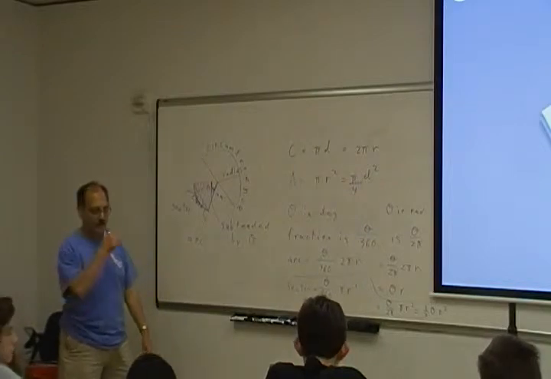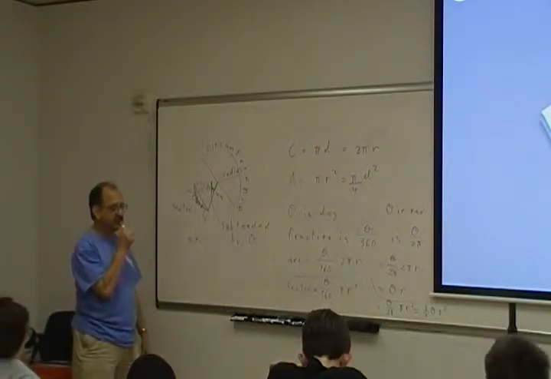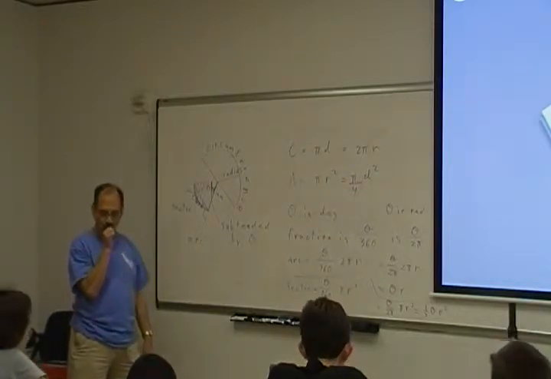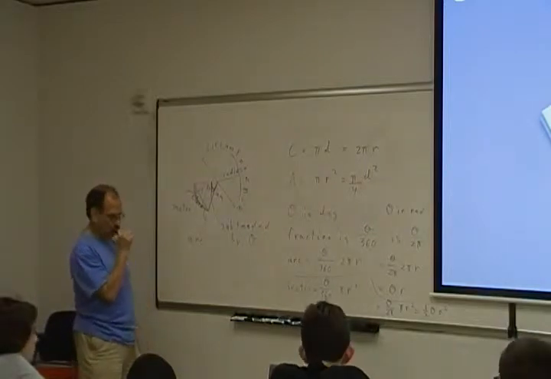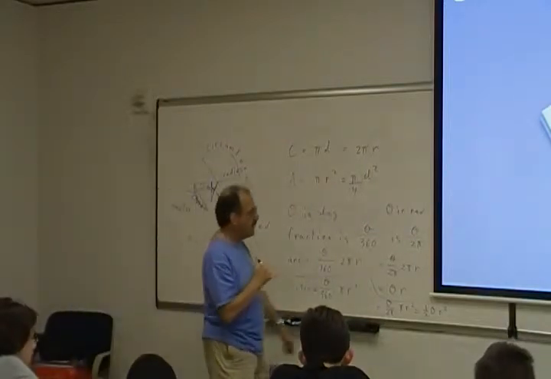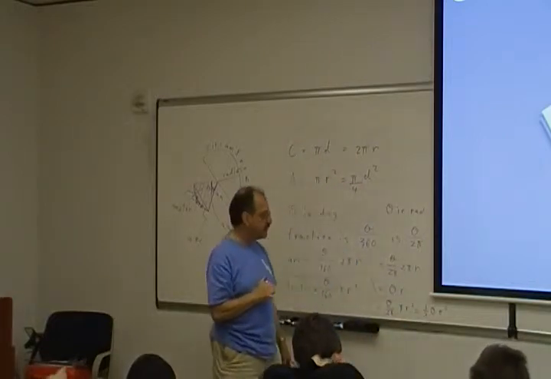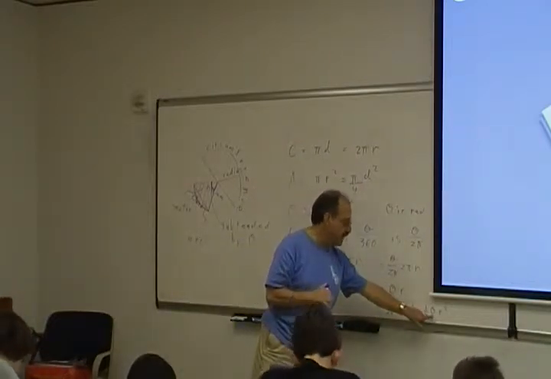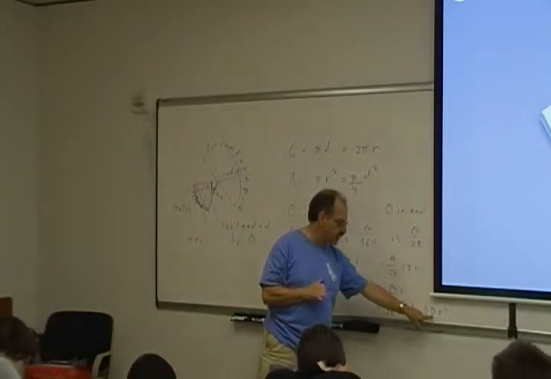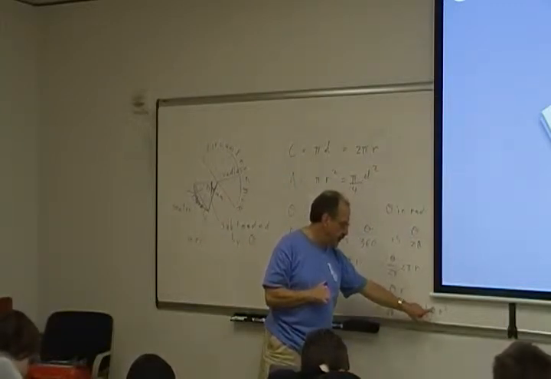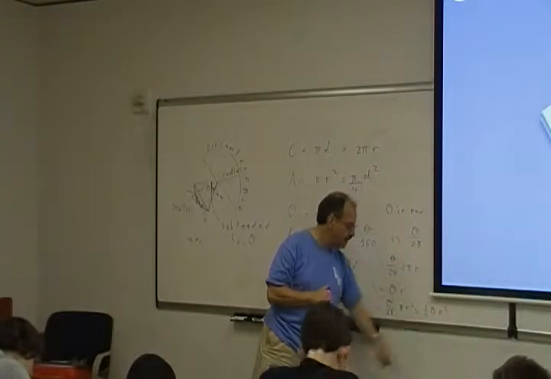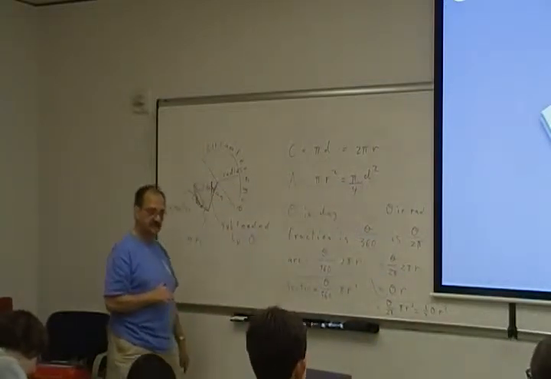So the area of the sector is half theta times r squared, if theta is measured in radians. And so if it's 90 degrees, that's pi over 2 radians. The area will be 1/2 of pi over 2 times r squared.